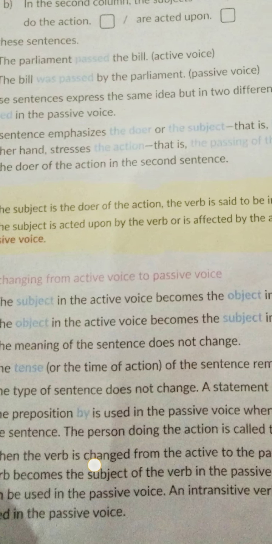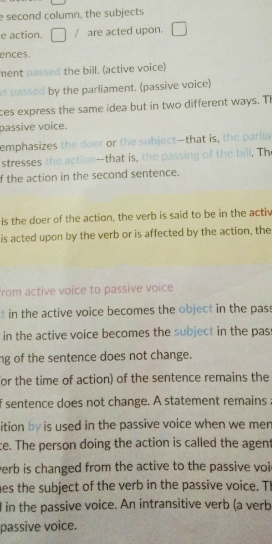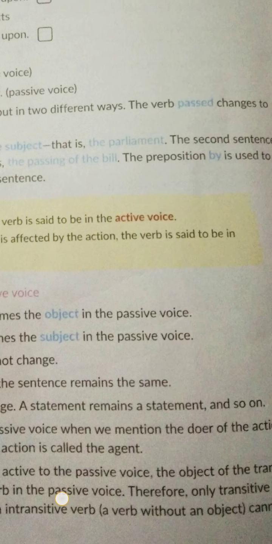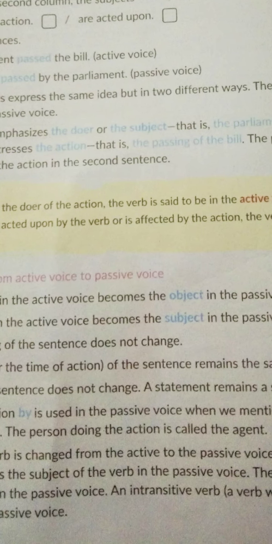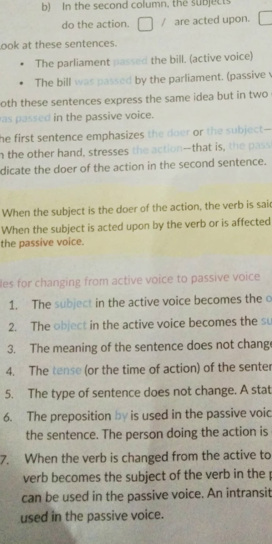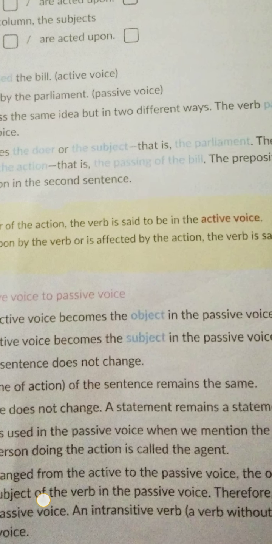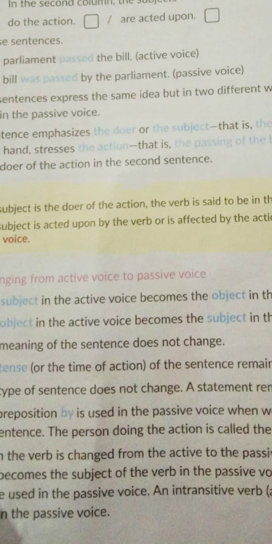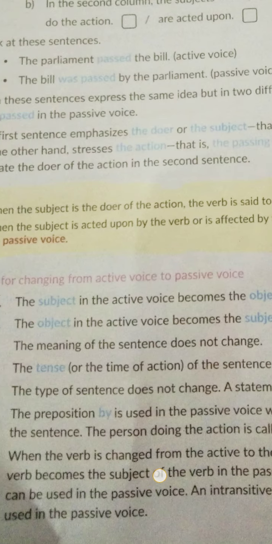The preposition by is generally used in the passive voice when we mention the doer of the action in the sentence. So, whenever we are using the passive voice, we use the word by to show the doer of the action. The person doing the action is called the agent. So, the person who is doing the action is called the agent.